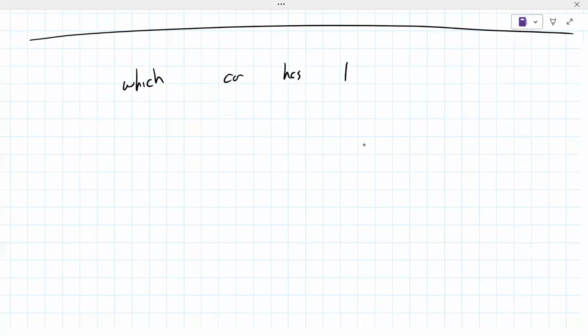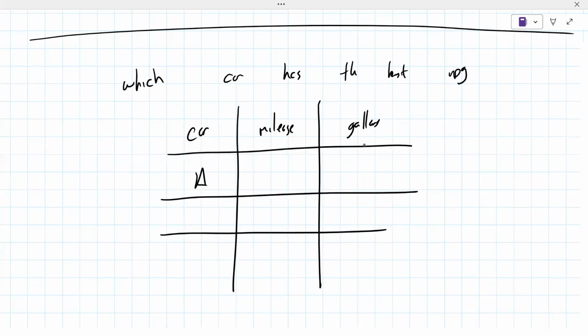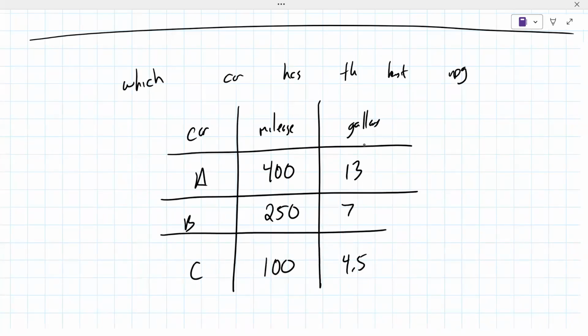Okay. Which car has the best miles per gallon? So we have car, mileage, and gallons. We have cars A, B, and C. Car A went 400 miles on 13 gallons. Car B went 250 miles on 7 gallons. Car C went 100 miles on 4.5 gallons.